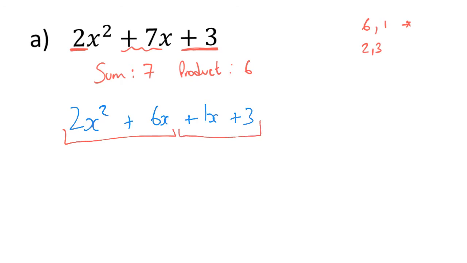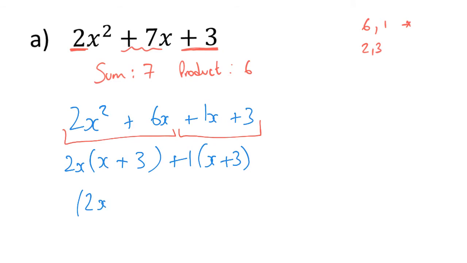So what's common between 2x squared and 6x? So that's 2x. Inside the bracket then, 2x multiplied by x is 2x squared and 2x multiplied by 3 is 6x. We need to repeat the bracket. And then we see what needs to go outside to multiply x plus 3 to get 1x plus 3. And that's a plus 1. And then because both brackets are the same and they're being multiplied by 2x and plus 1, we can write it as 2x plus 1 multiplied by x plus 3. And that's it factorised.